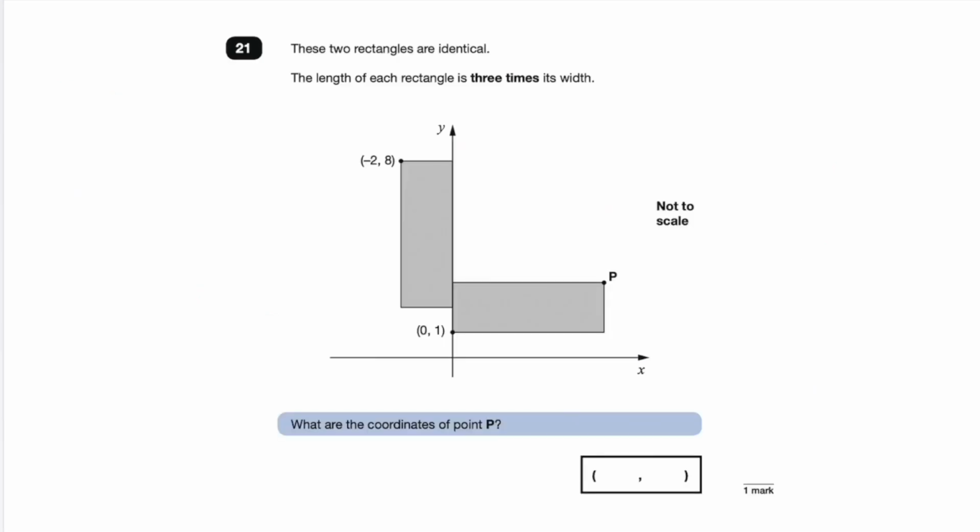And finally we're here. Question 21, the last question. This says, these 2 rectangles are identical. So let's call this A and let's call this B. The length of each rectangle is 3 times its width. So the length equals 3 widths. But it's not drawn to scale, so we can't do anything like get our ruler out. What is the coordinate of point P? Now this is only offering us 1 mark, so it mustn't be as tricky as it sounds.